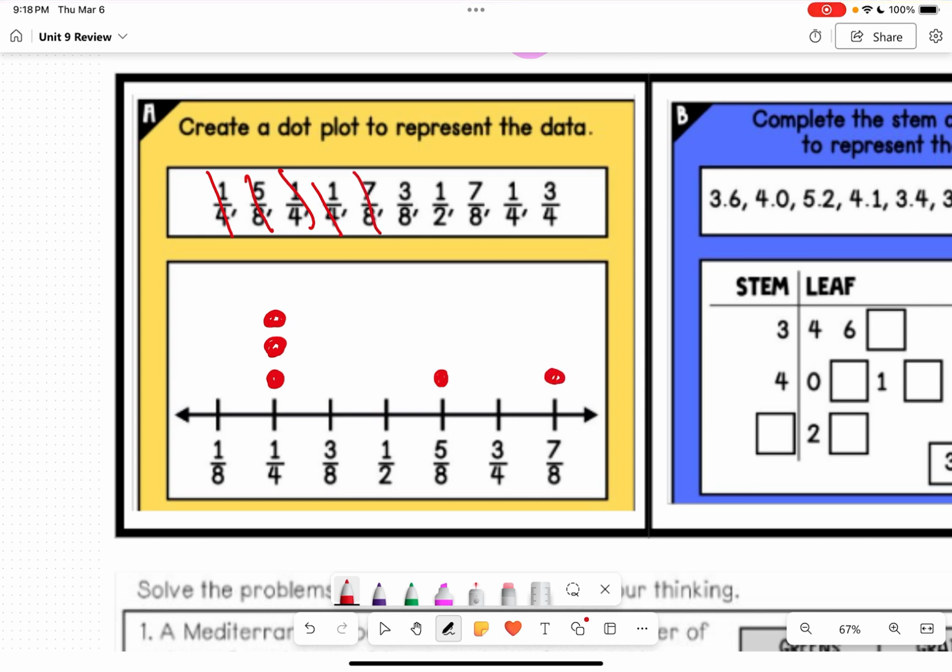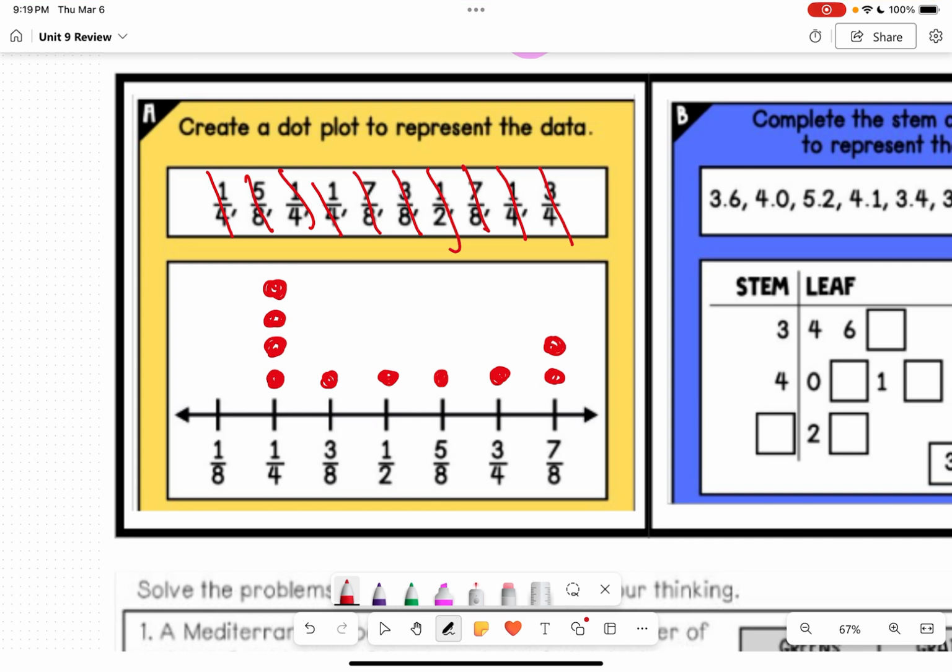3/8, find 3/8, put a dot above that, mark it out. 1/2, go to 1/2 and put a dot above that, mark it out. 7/8 again, so we put a second dot above 7/8 and mark it out. Another 1/4, put another dot above that, mark it out. And 3/4, put a dot above 3/4 and mark it out.